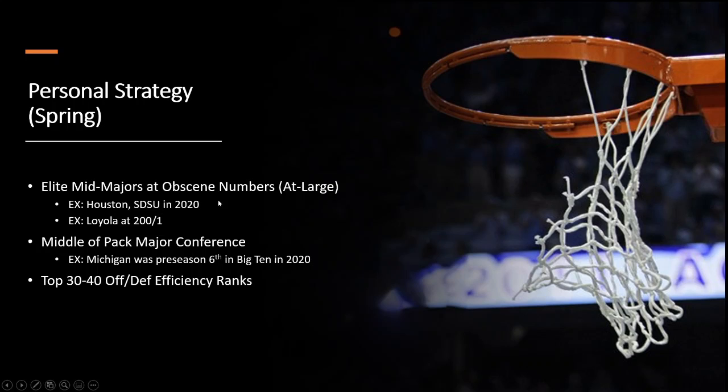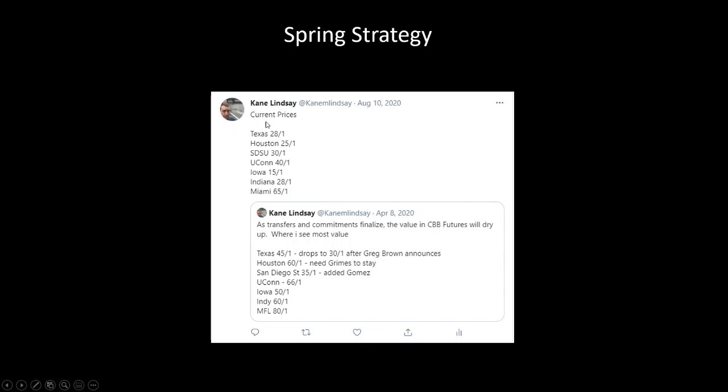So to me, it was worth it. I also look for middle of the pack major conference teams. I did not bet Michigan last year, but Michigan was preseason 6th in the Big Ten. They ultimately get a 1 seed. So you're looking for really good teams that have decent numbers. I mean, it's not rocket science. But choosing them and why you're choosing them does become important.